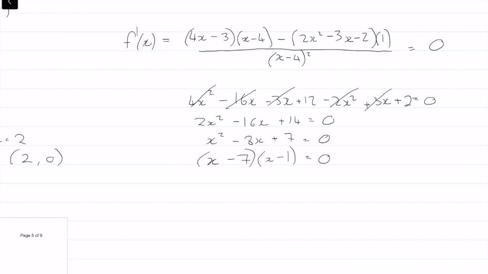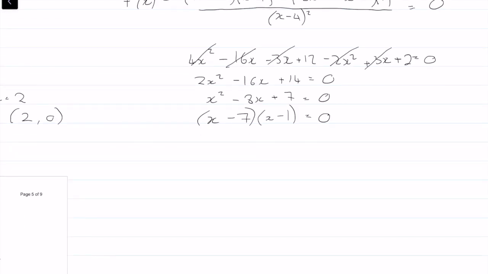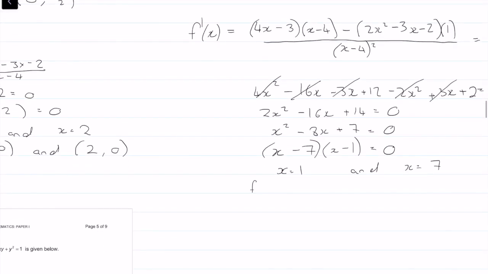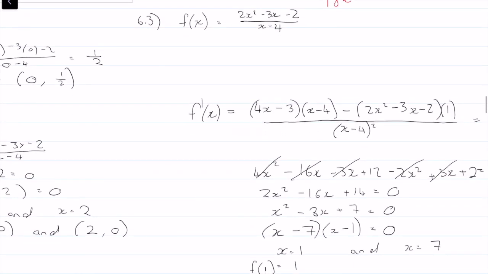So you guys should be able to factorize that very easily. Therefore, x is equal to 1 and x is equal to 7. So now I need to find the y coordinates. What I do is I plug x is equal to 1 into my original equation. So f of 1 is 2 minus 3 minus 2 over 1 minus 4. So those cancel, minus 3 over minus 3, which is equal to 1.